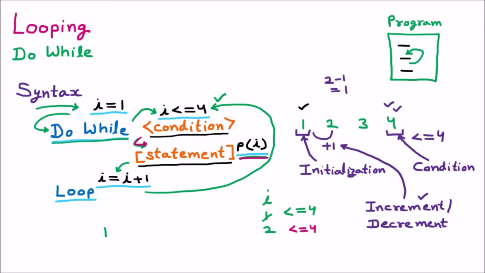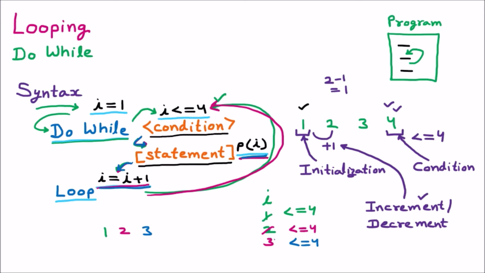So 2 is printed. Again going and incrementing the I. And here I is incremented to 3. Again going back and checking the condition. So 3 less than equal to 4, condition is perfect. It will again go down and again print it. So 3 is printed. Again it will be going down, increment the I.